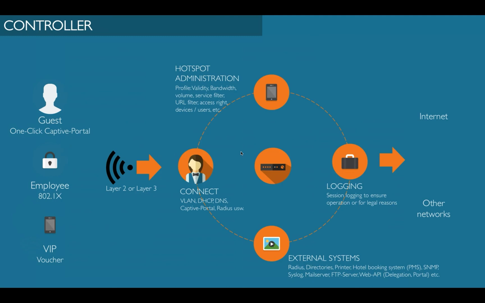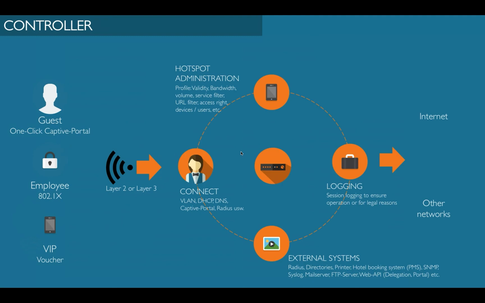So what happens? We have an incoming network, a layer 2 or layer 3 network. We have different types of services already included in Utopia, for example, VLAN, DHCP server, DNS server, captive portal, a RADIUS, and so on. We have different types of hotspot services, for example, the bandwidth limitation. We have a service filter. We have URL filters over there. We can check access rights. Also, all the services that are provided by a hotspot are already included in the Utopia.